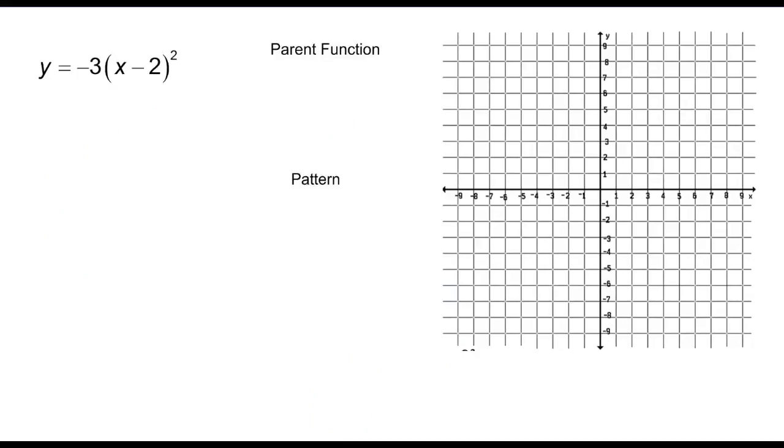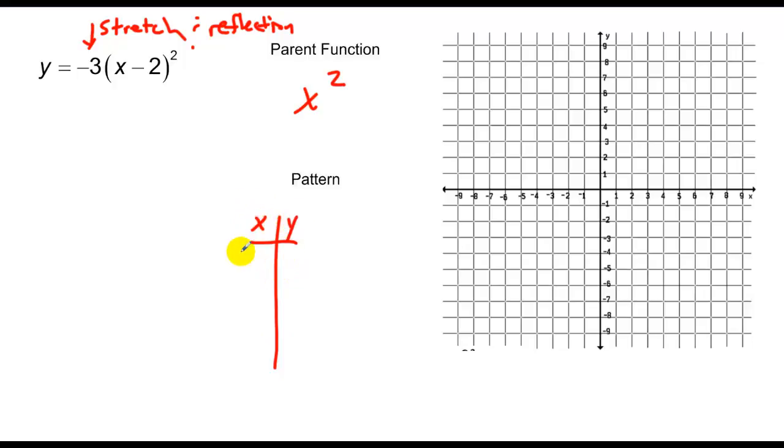What's changed now, you'll notice, is that we have a number out in front, which means there's a stretch. Not only is there a stretch, since there's a negative, there's a reflection. So watch how I notate that when I do this problem. My parent function is still x squared. My pattern is still, for the parent function, -2, -1, 0, 1, and 2. Get out 4, 1, 0, 1, 4.